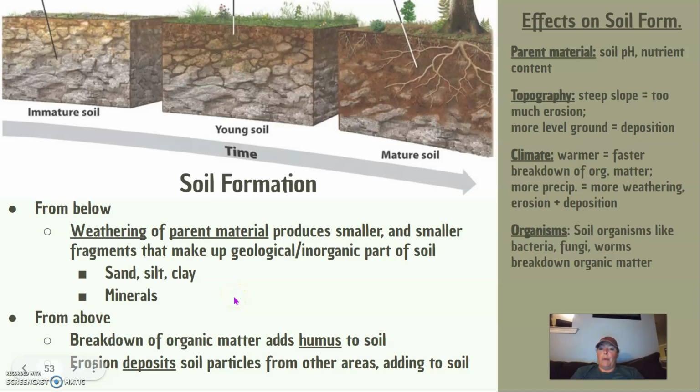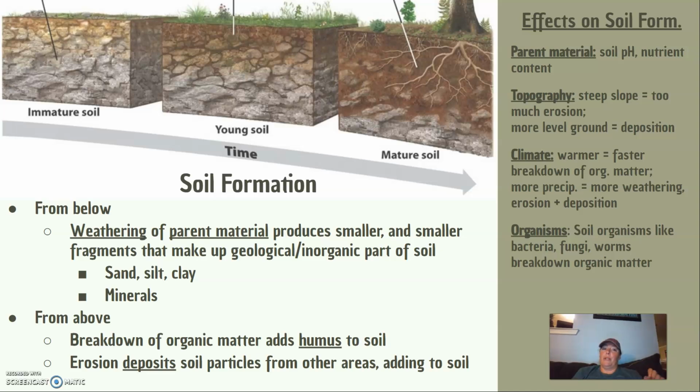Soil also forms from above because the organic matter that's falling adds humus to the top of the soil, and then erosion deposits new soil particles from other areas. You also have animals burrowing into that young or mature soil, plant roots also going down.